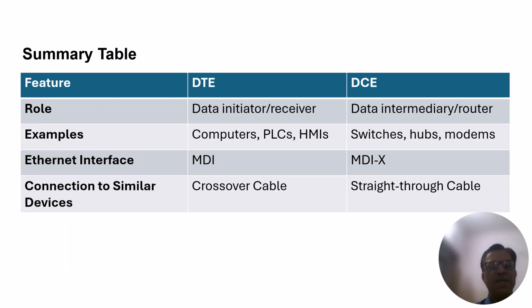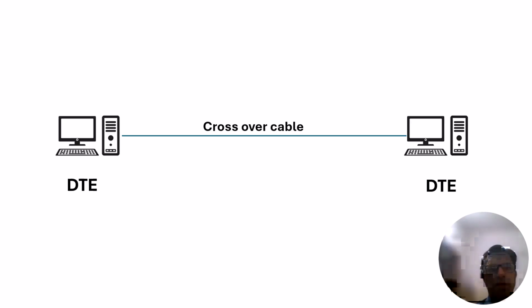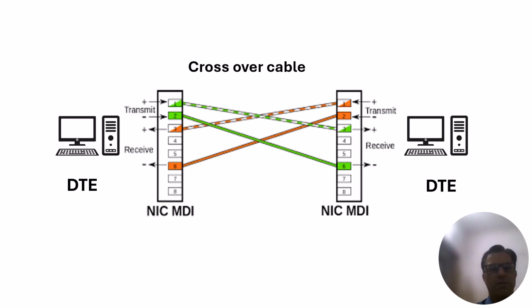With a clear understanding of DTE and DCE and their interfaces, it's time to dive into the cables that connect them: patch, crossover, and their categories. A crossover cable connects two devices of the same type, for example, DTE to DTE or DCE to DCE. When two PCs or PLCs are directly connected with each other, they should use crossover cables.